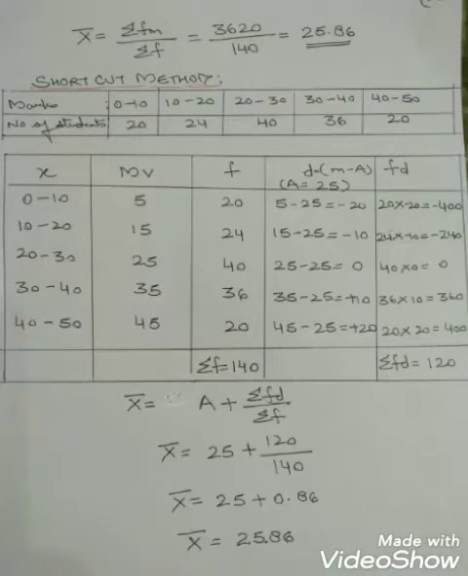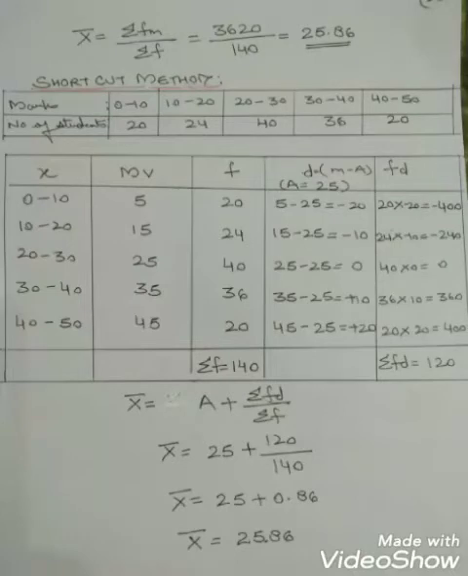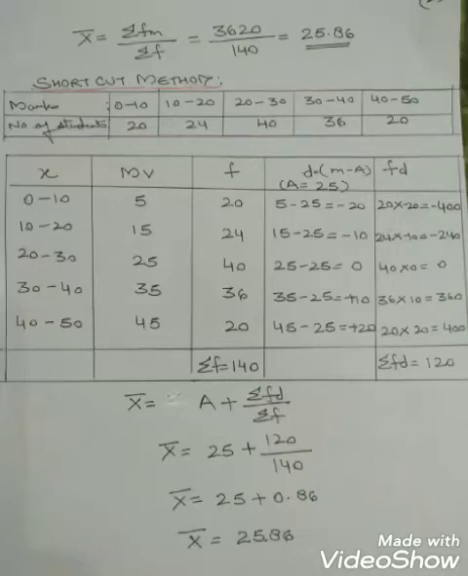So when we add the FD together, before this what you are supposed to do? You are supposed to add minus figures together and plus figures together. So similarly we have added 400 and 240 together and 360 and 400 together, and then we have deducted. And what number we got? That is 120. So our sigma FD is 120 and sigma F is 140.